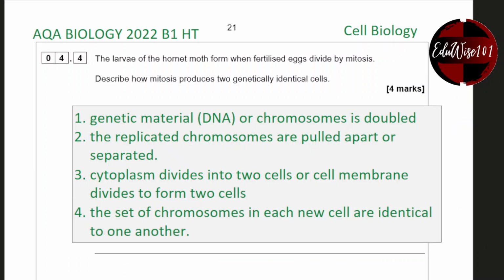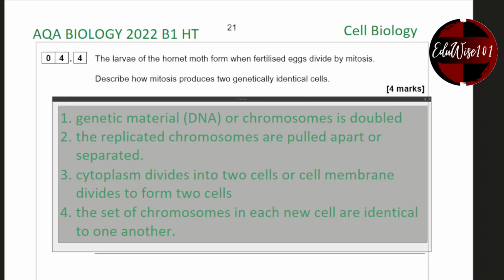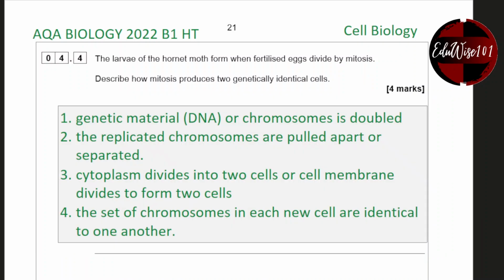are simply: the genetic material, or the chromosomes, is doubled first. The replicated chromosomes are pulled apart or separated. The cytoplasm divides into two cells, or the cell membrane divides to form two new cells. The set of chromosomes in each new cell is identical to the other. Now, it also helps if you can draw and understand what happens during mitosis and meiosis. I'll give some notes at the end of this question.